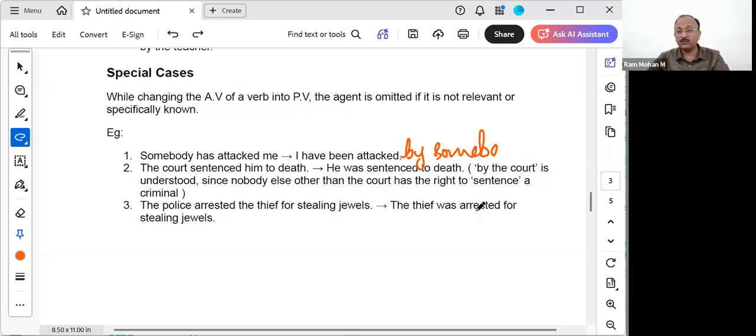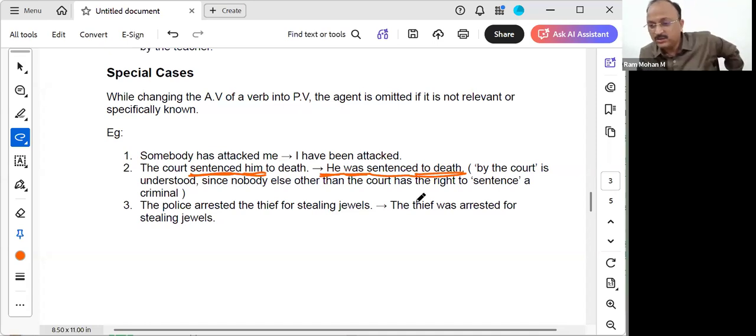The court sentenced him to death. The court means what? The judge in the court has given the punishment of death sentence because he has committed a heinous crime. So what we do? The court sentenced him to death. Him will become he. Sentenced, simple past is there, correct? So was will get added. He was sentenced to death. To be written by the court? By the court is understood.